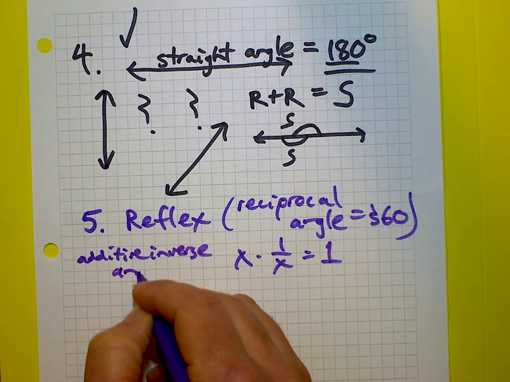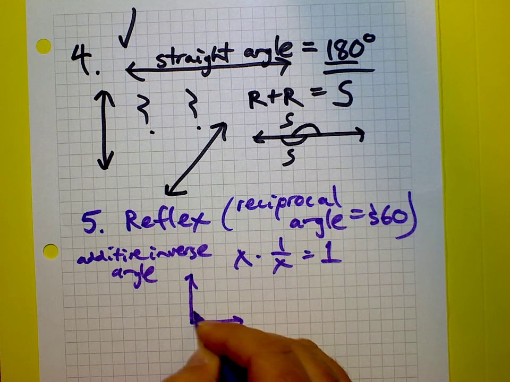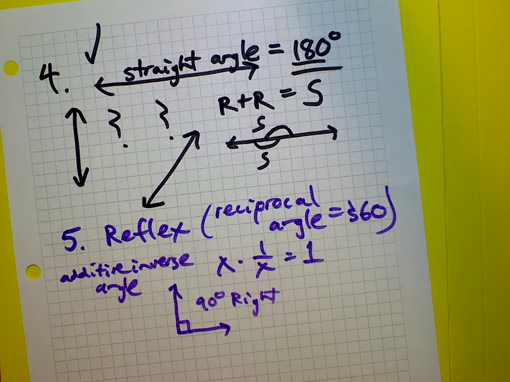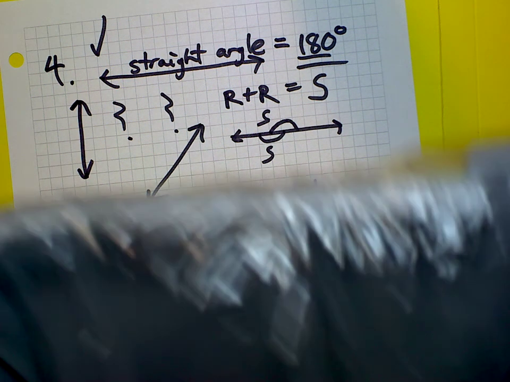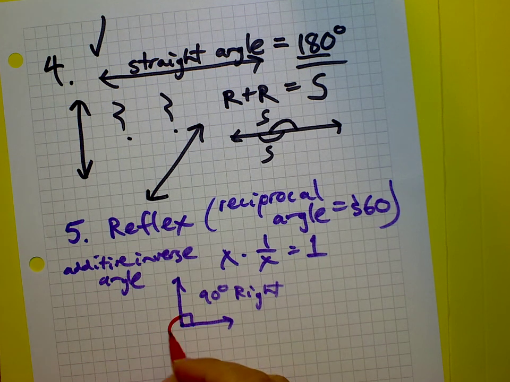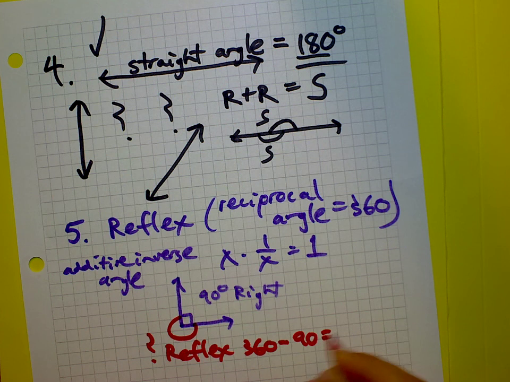Additive inverse angle, meaning, hey, if I have a right angle, ooh, this purple one's about to go. Listen, here's the sound of me throwing away the purple pen. Better yet, here I am throwing away the purple pen. Bye-bye. Got to go red now. But if I talk about this part out here, that's the reflex of that right angle, which is going to be 360 minus 90, or 270.